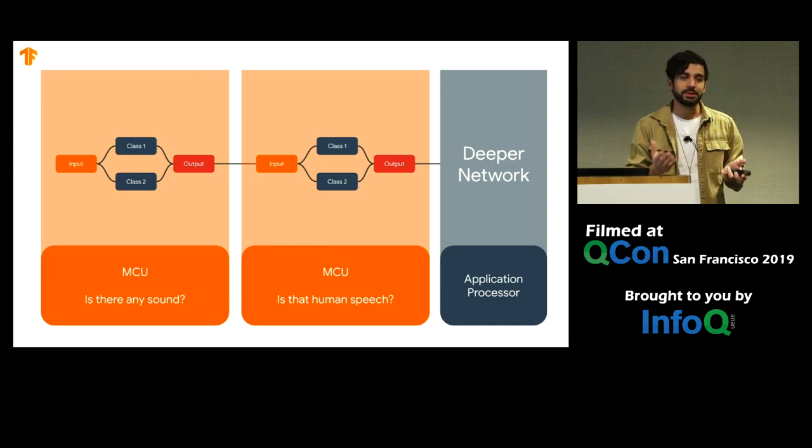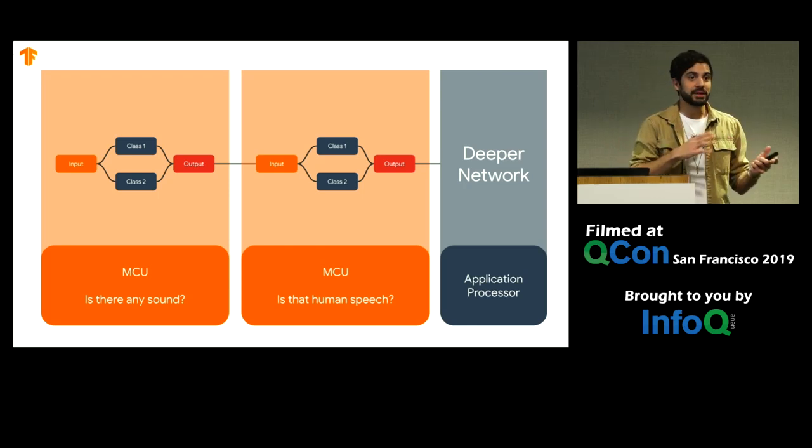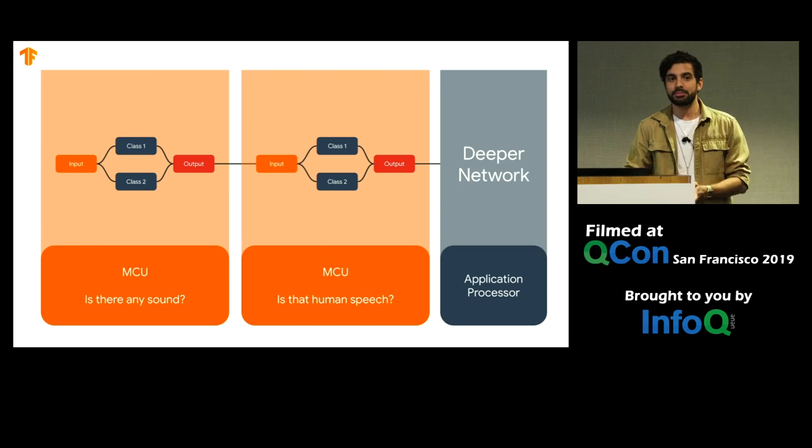So that's something that would be difficult to do without deep learning. But once you've figured out that, yes, this is human speech we're hearing, you can wake up the application processor that actually has a deeper network that does speech recognition. So by cascading models in this manner, we're able to make sure we're saving energy by not waking up the application processor for every little noise that happens. So this is a really common use case for this type of technology.